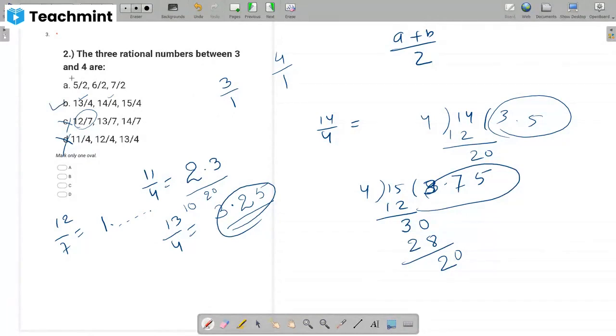Okay, but if you start with option 1, since I already knew the answer, that's why I started with option D. But of course in the exam we will start with option 1. So what will you do? 5 by 2. So 5 by 2 is 2.5, which does not lie between 3 and 4. So this A is not the correct option. So the correct option is D. Okay, so let's move to the next question.